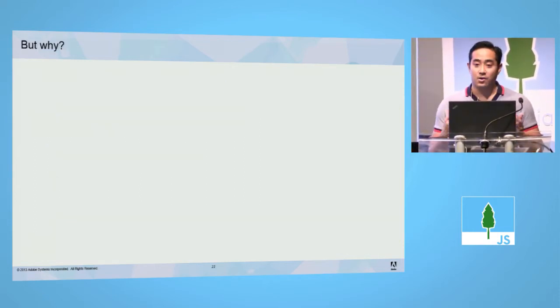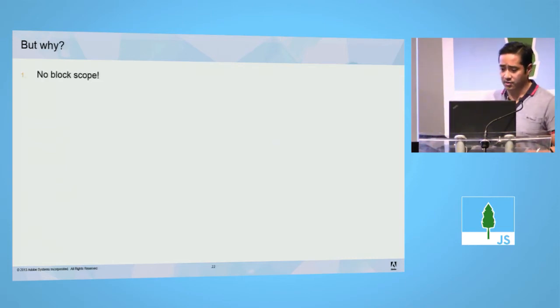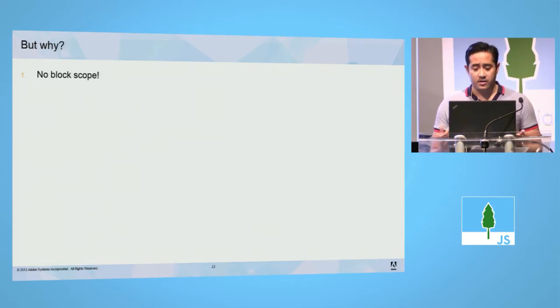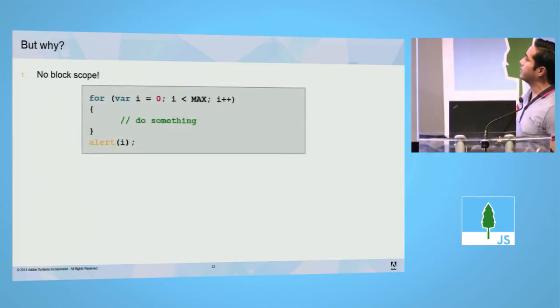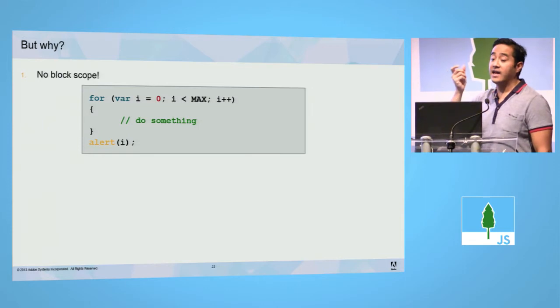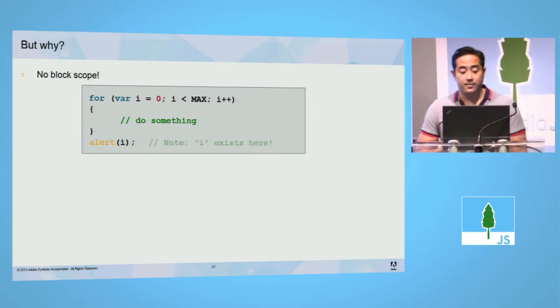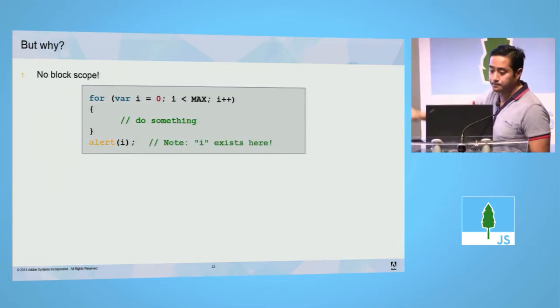Next slide. So why is this? For those that don't know, there are really 2 concepts that are happening here, and I'll explain them. First, there's no block scope in JavaScript. So if you come from a Java or C++ background, you'll look at this for loop, and you'll look at the variable i, and you'll be used to knowing that the variable i has scope only within those parentheses. But since there's no block scope in JavaScript, i exists there.